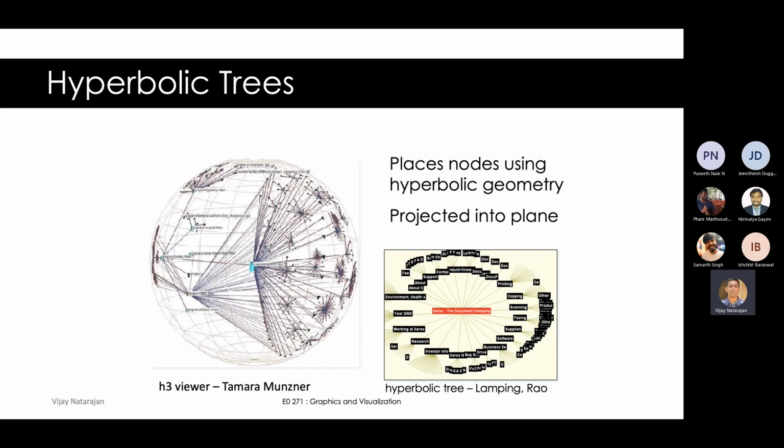So you can project this down onto the plane, and unlike the balloon trees where you are forced to show all the nodes on a circle, here you can use this hyperbolic space. As you can see here, the nodes are not necessarily positioned on a circle, but they are positioned on this curved space, right? So it allows a better use of the entire area that's available.